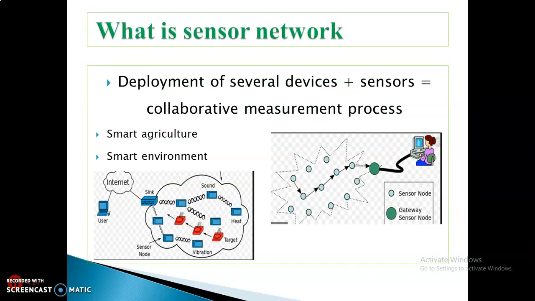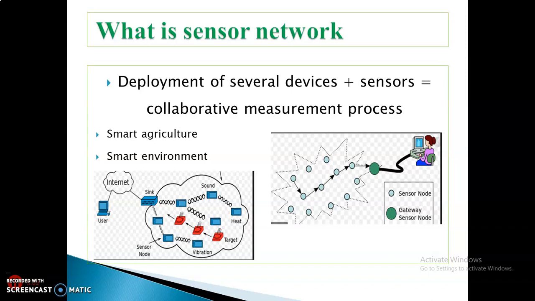While you are using the topic sensor network, it is nothing but a deployment of several devices incorporated with sensors, which will give you the collaborative measurement process. For example, we can see smart agriculture, smart environment, smart healthcare. There are so many applications nowadays in sensor networks. Deployment of several devices, in the sense that you have so many devices there.